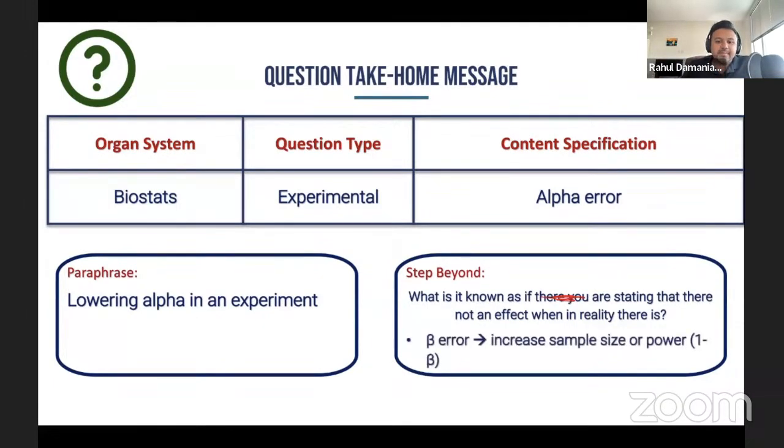Excellent. And that's going to be a beta or type 2 error. Essentially what you're saying is that there's no difference between control and the intervention group, but in true reality, there is. Now, beta errors can be overcome by increasing the sample size or power. So basically what you can do is get more patients enrolled in your studies, and that's what's going to help you increase your power.